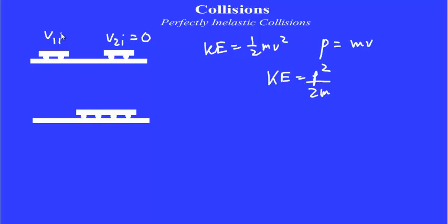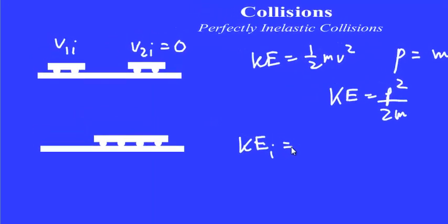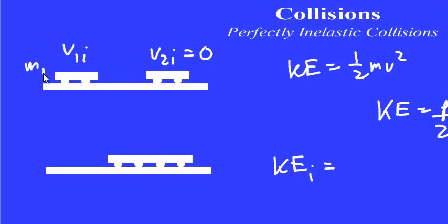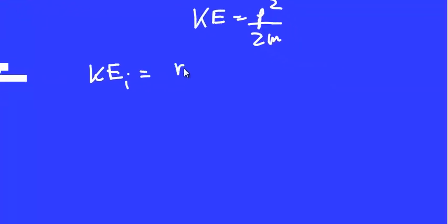So we can calculate the initial kinetic energy in terms of the momentum. Initially, the only thing that's moving, you have m1 and m2, but the only thing that's moving is m1. So this is going to be (m1 v1i) squared over 2 m1, because the second one's not moving.